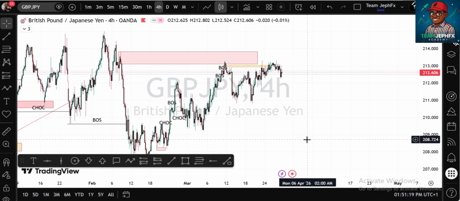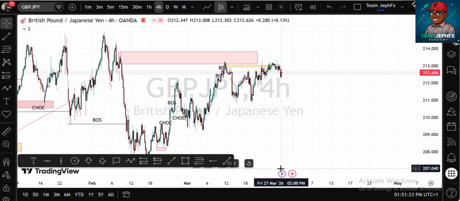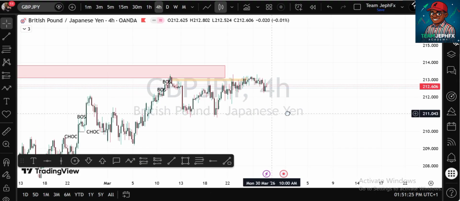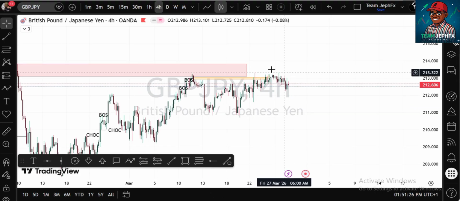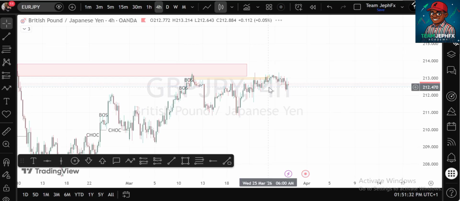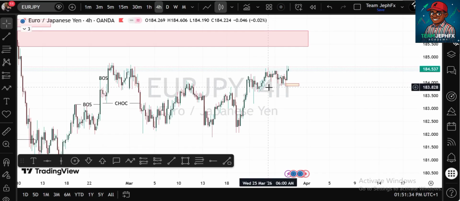Now for GBP JPY, the market has been ranging. You can see in this area here, the market is just ranging. Nothing significant is happening. A lot of wicks, a lot of noise. So it's not even advisable that you take any trade for now. Then the next pair is Euro JPY.